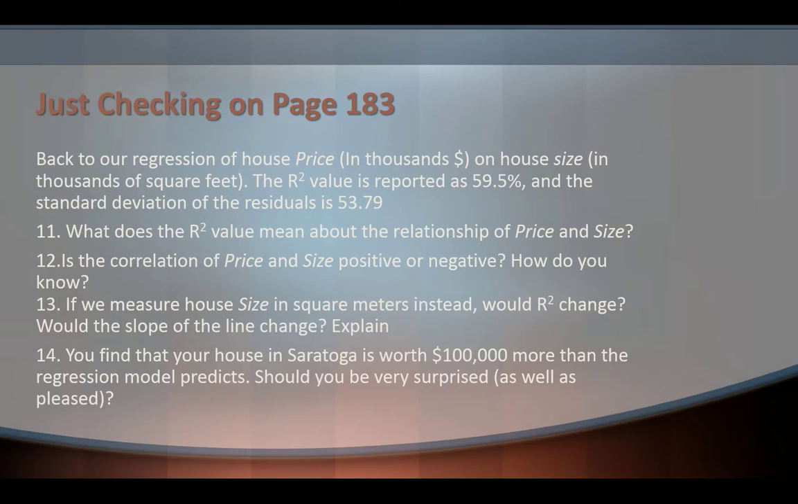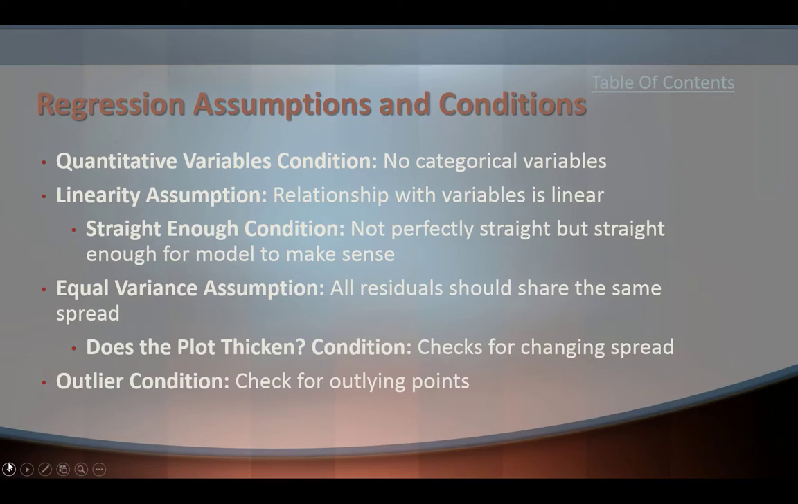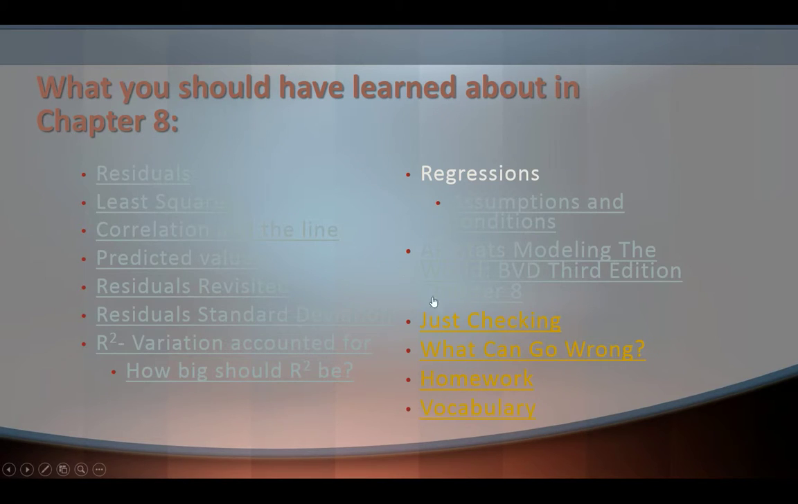Explain. And then 14, you find that your house in Saratoga is worth $100,000 more than the regression model predicts. You should be very surprised as well as pleased. So again, this is taking into consideration the least squares and looking at what this means for each individual situation. So then, back to the table of contents.